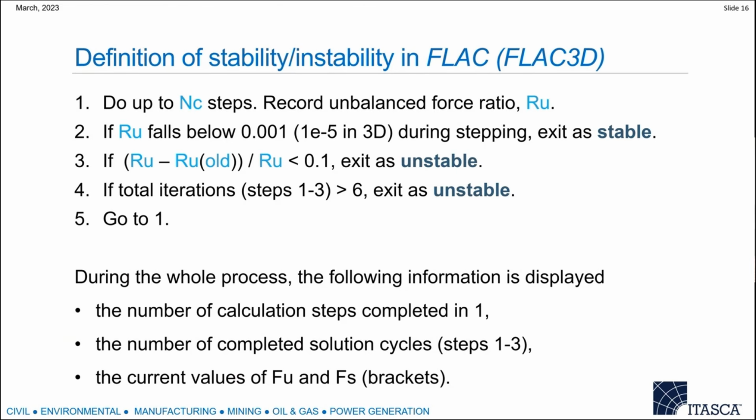And if the difference between two RU values, as a relative ratio, is less than 0.1, we label it as unstable. And if the total iteration count is greater than 6, we also call it unstable. Then we do some more iteration and go back to step 1. Using this way, we can calculate the factor of safety in FLAC or FLAC3D.